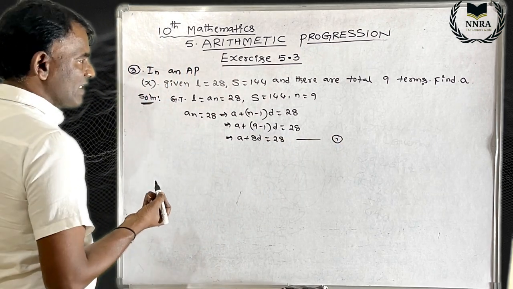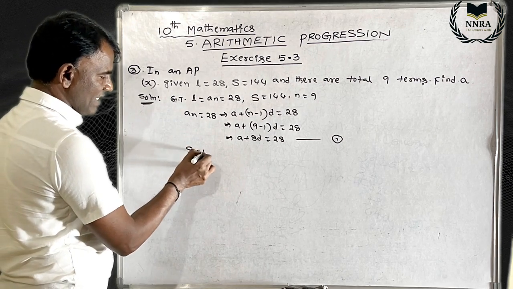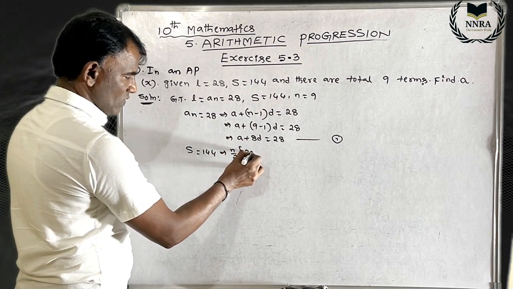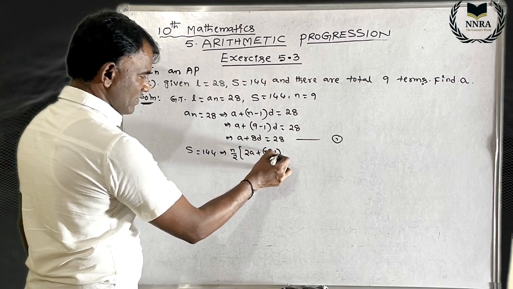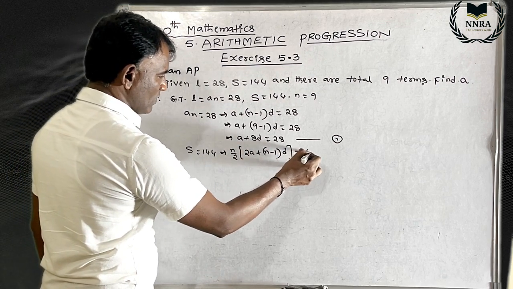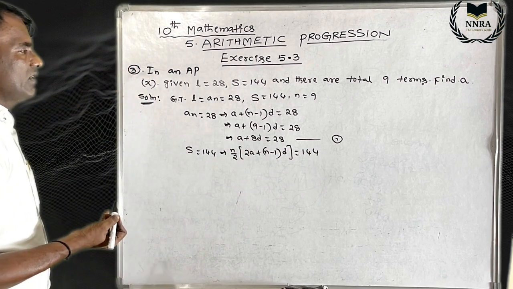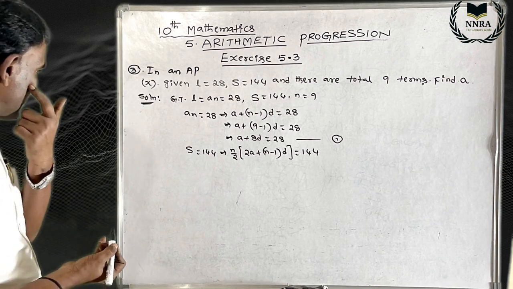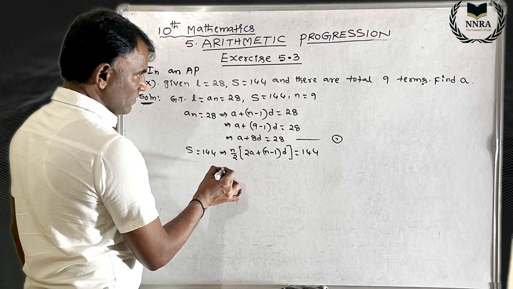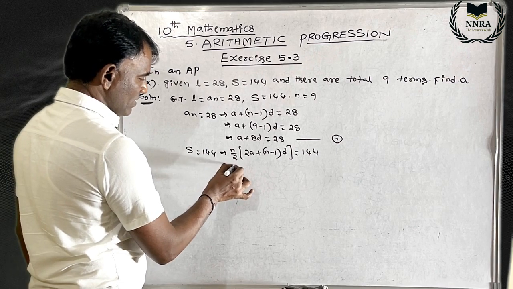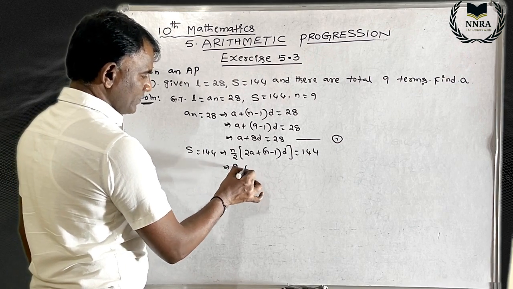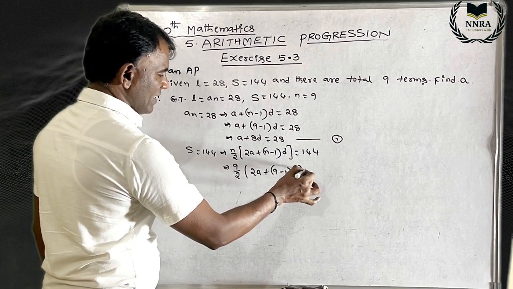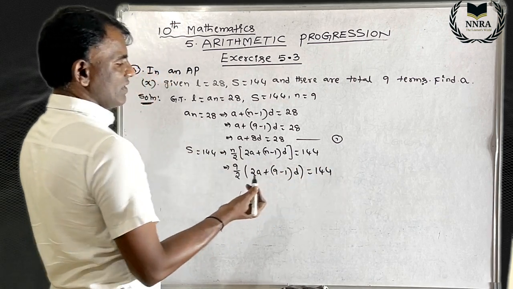After that Sn value is given. Now S is nothing but Sn, right? Then n by 2 into 2a plus n minus 1 into d equal to 144. Now, what is the value here? n is given, right? So substitute n value. Then what is the value of n? 9. So 9 by 2 into 2a plus 9 minus 1 into d equal to 144.